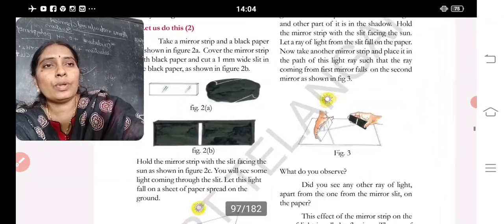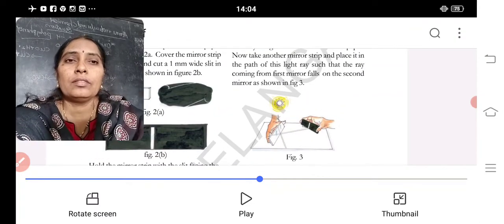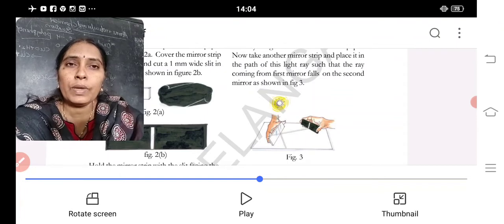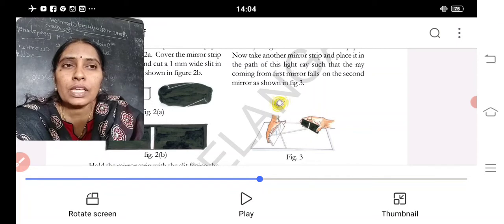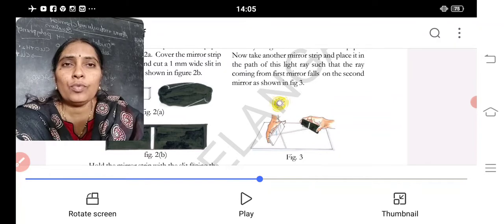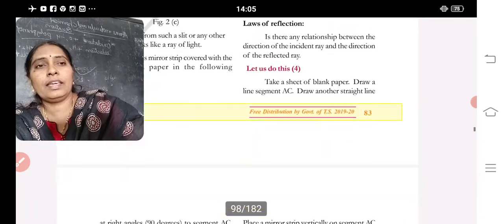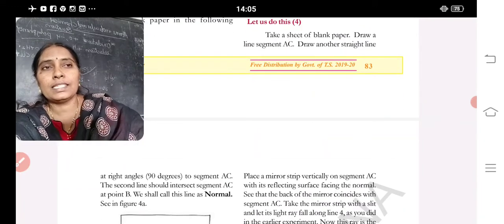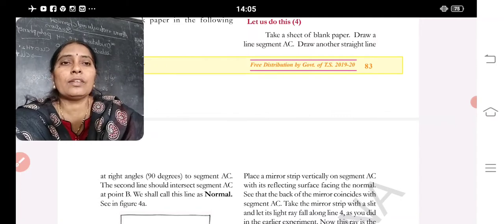With that, another simple activity is given. The same thing which we used in 2b: a mirror covered with black paper with a small slit in it. It should be exposed to the sun. In front of that you place another mirror. Whatever ray comes from that, bouncing back, is said to be a reflected ray. The ray which comes from the sun is said to be the incident ray, and the ray which comes from the slit and falls on the mirror is said to be the reflected ray.